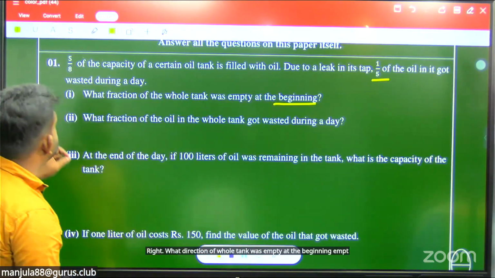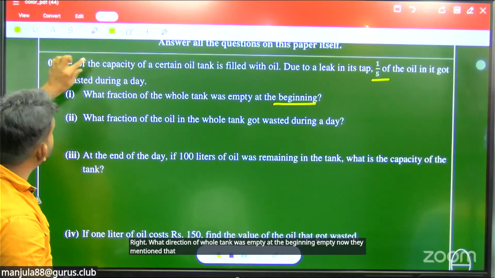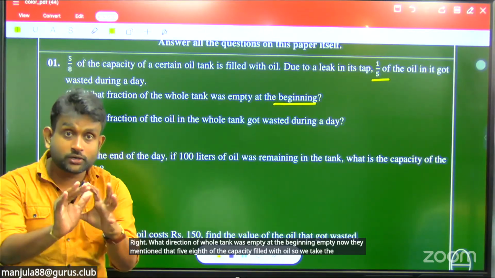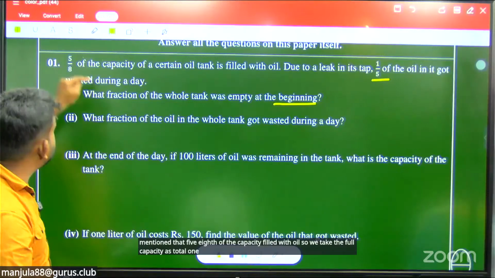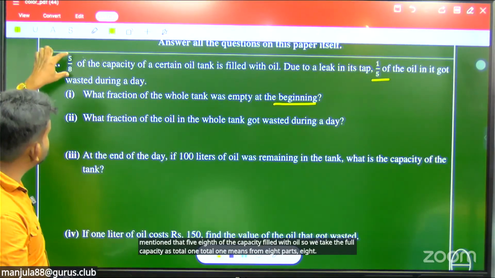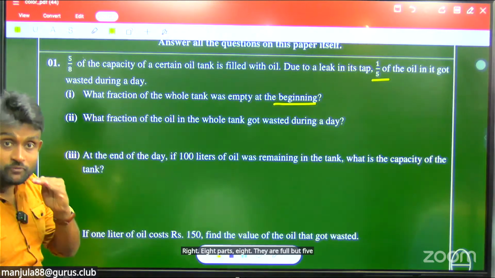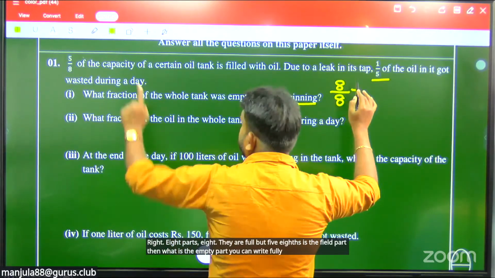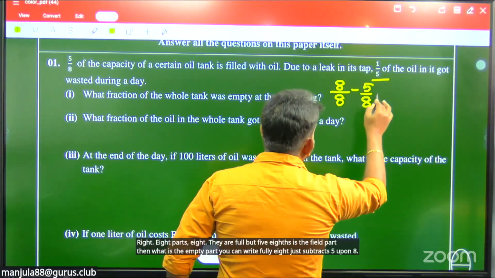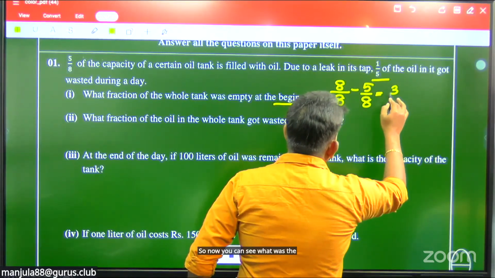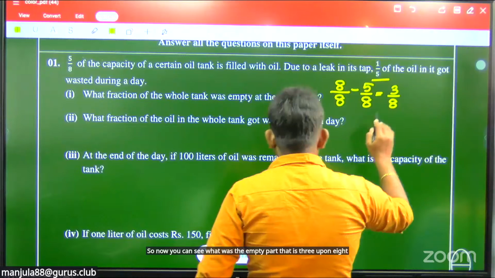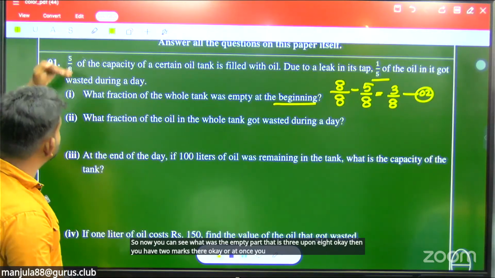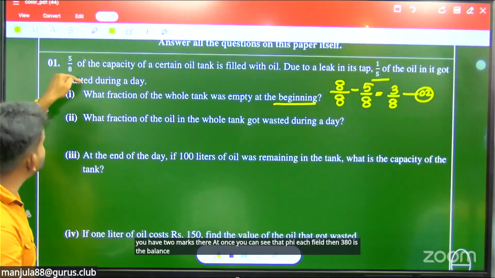Now they mentioned that 5/8 of the capacity is filled with oil. So we take the full capacity as total 1. Total 1 means from 8 parts, 8. 8 parts, 8 they are full, but 5/8 is the filled part. Then what is the empty part? You can write full is 8 upon 8, just subtract 5 upon 8. So now you can see the empty part is 3 upon 8. Then you have 2 marks there. Or at once you can see that 5/8 filled, then 3/8 is the balance. From 8 subtract 5.